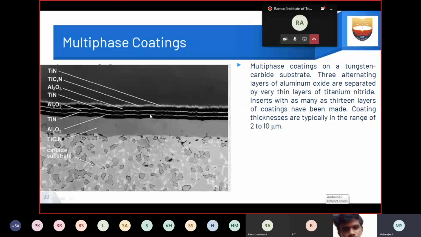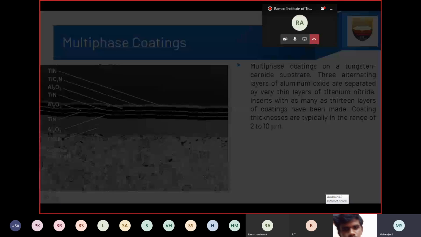So this is a multi-phase coating material. This is a carbide substrate. Over it, we have a lot of layers. We form aluminum oxide, titanium nitride, aluminum oxide, titanium carbide, titanium nitride. This series of layers is used to increase the strength, hardness, as well as hot hardness and surface strength of the material.